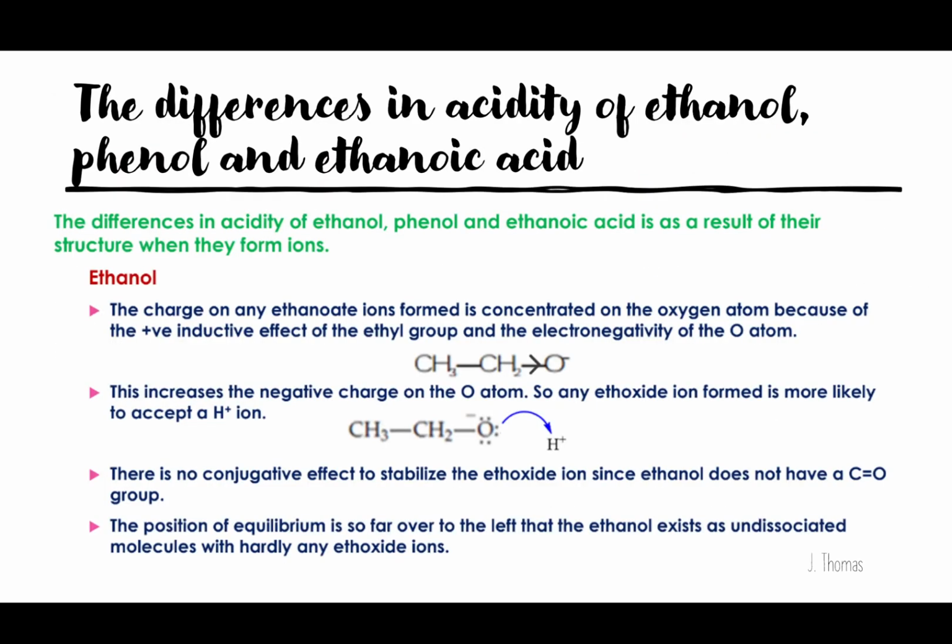So let's look at this. The differences in acidity of ethanol, phenol, and ethanoic acid. Ethanol specifically: the charge of any ethoxide ions formed is concentrated on that one oxygen. Not only is it concentrated on the oxygen, but it is getting more charge based on the inductive effect. It's also gaining a positive inductive effect from the ethyl group, as oxygen is the most electronegative atom in the entire substance. So we can see that here. The oxygen already bears a negative charge, plus more electrons are moving towards it. So there's no resonance stabilization here to decrease that charge.